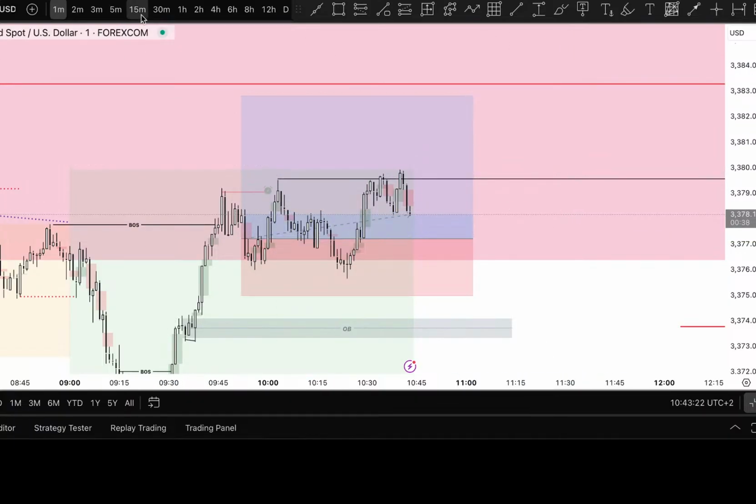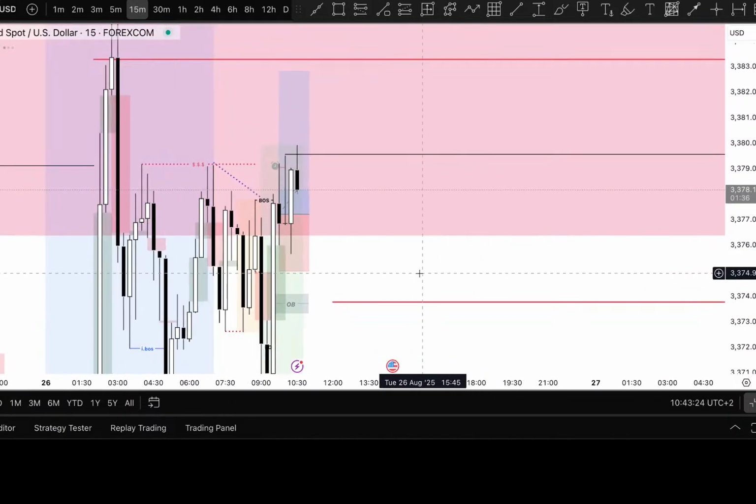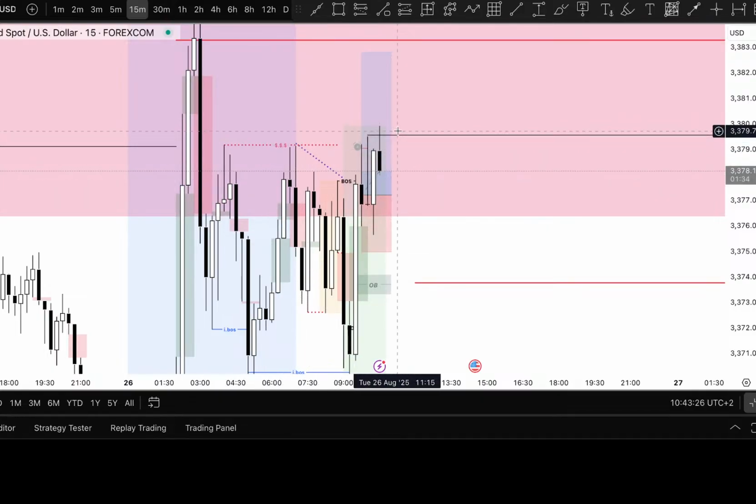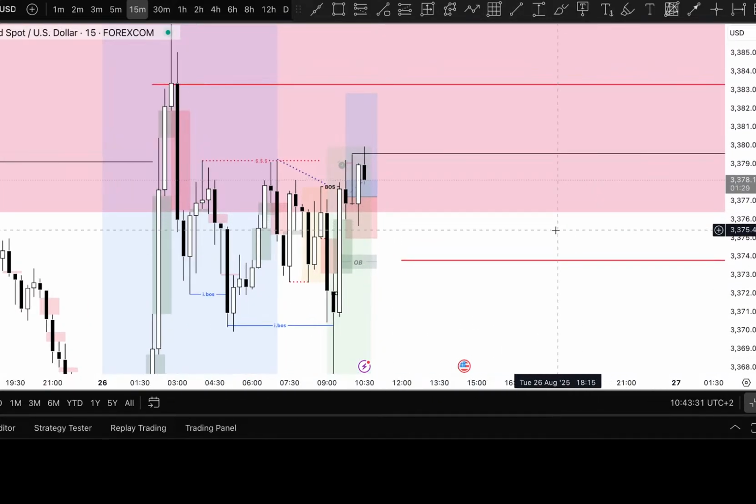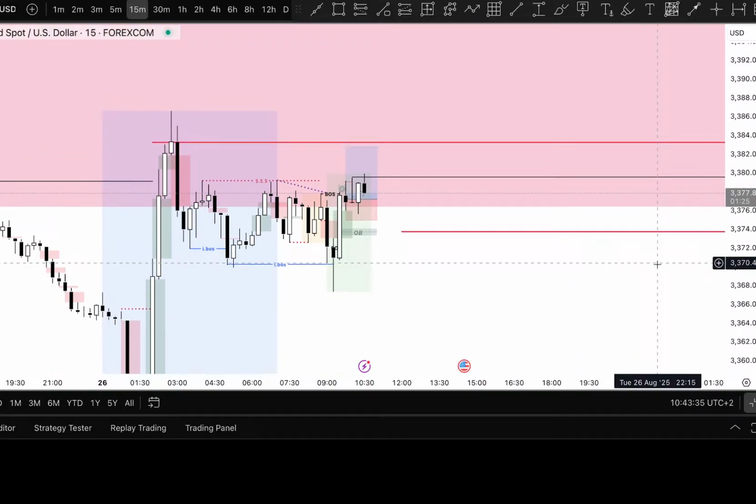Now let's see whether we have anything. Yeah, this liquidity has been taken. I expect a big movement, dude. But since it is the high, we cannot predict that much. But yeah.